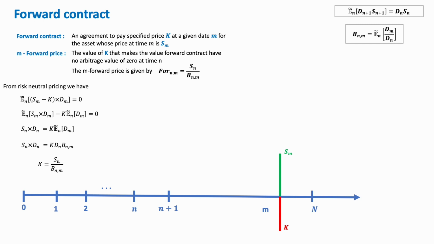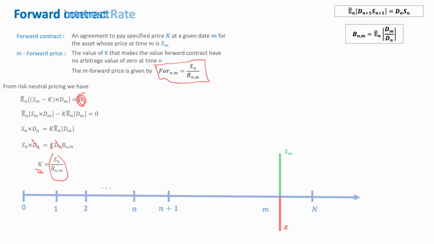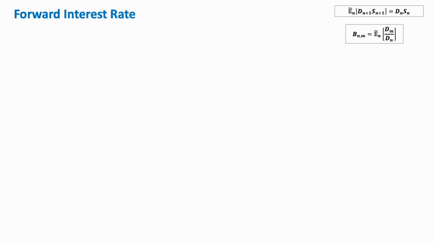And now it's simple algebra really. This D_n cancels out. We want the K, and that's all we have here. And this K is actually the forward price because it's the very specific K that makes the value of the contract equal to 0. That's why we have this here. Okay, so I think hopefully this is fairly straightforward.